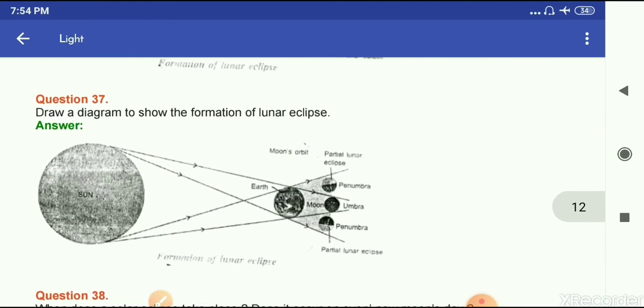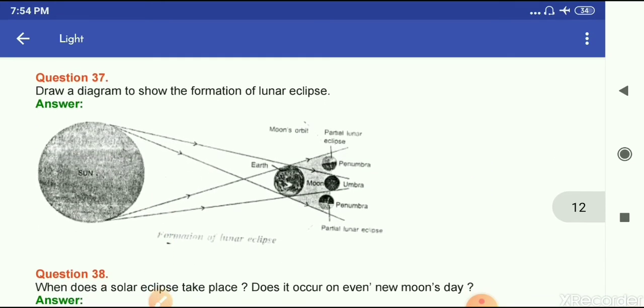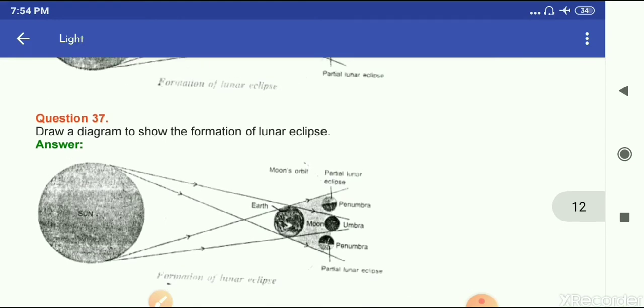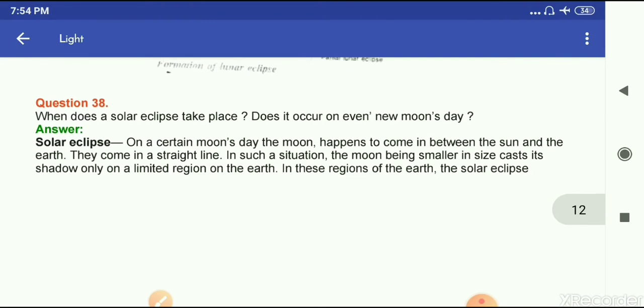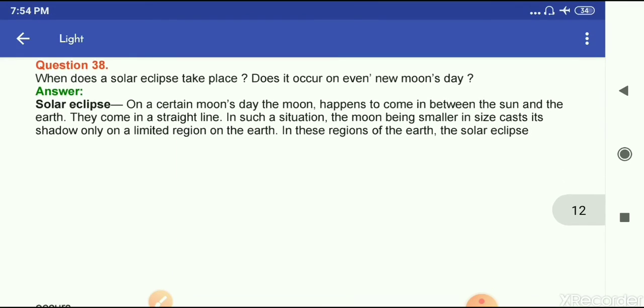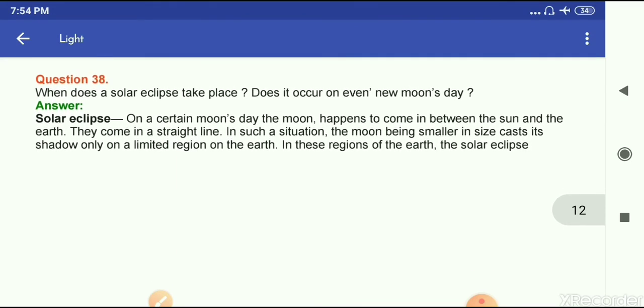Question number 37. Draw a diagram to show the formation of lunar eclipse. You have to draw this diagram. Question number 38. When does a solar eclipse take place? Does it occur on every new moon day?